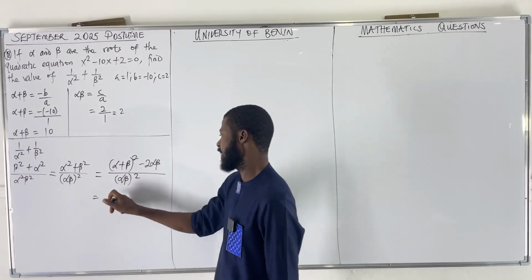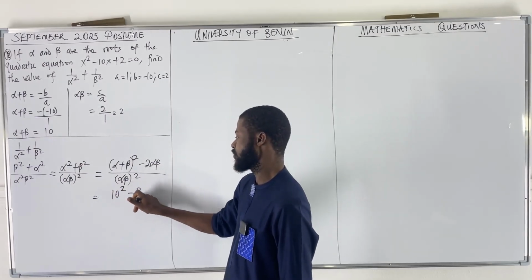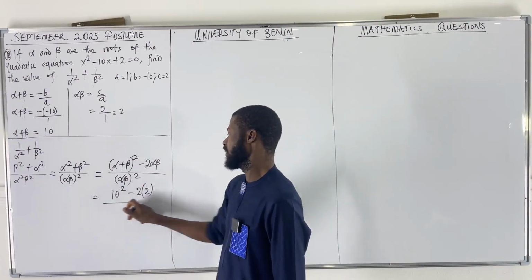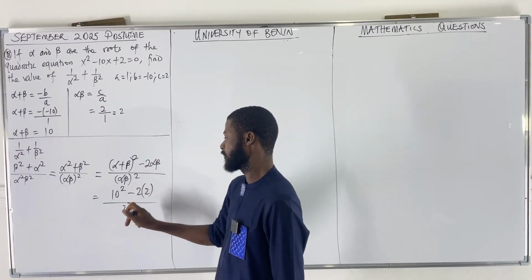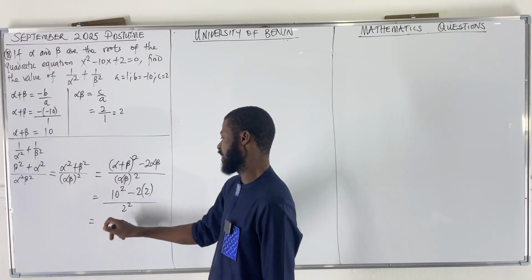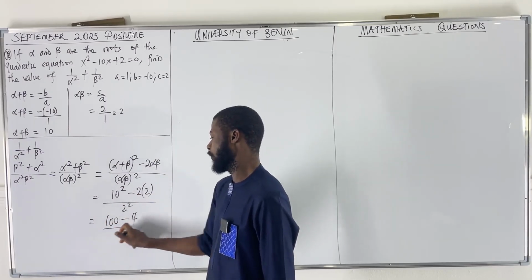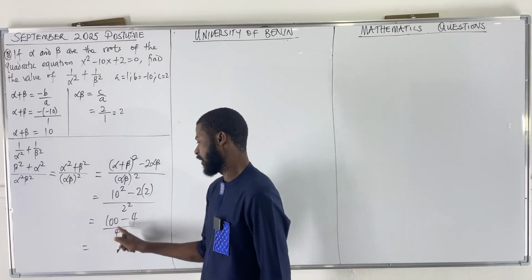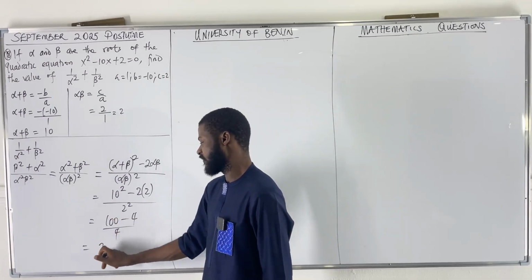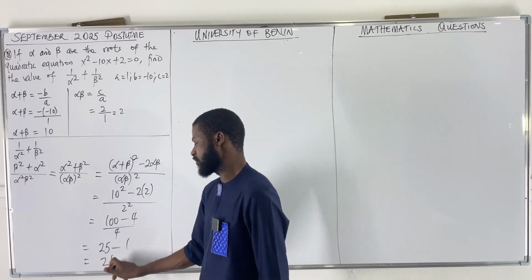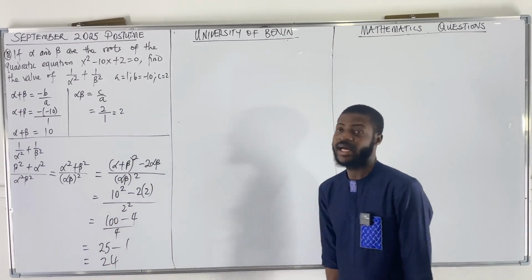Alpha plus beta is 10. So this is 10 squared minus 2 into, what's alpha beta? 2. Divided by 2 squared. So this will then become 10 squared is 100 minus 4, over 4. So let's divide. 100 over 4 is 25, minus 4 over 4 is 1. So this will just give us 24. So that's what the answer is going to be.